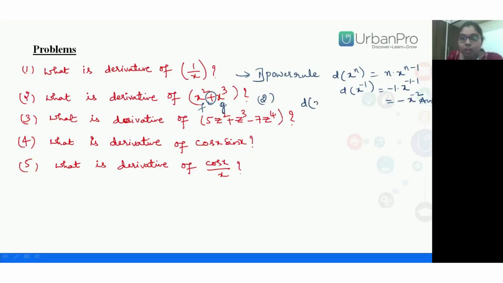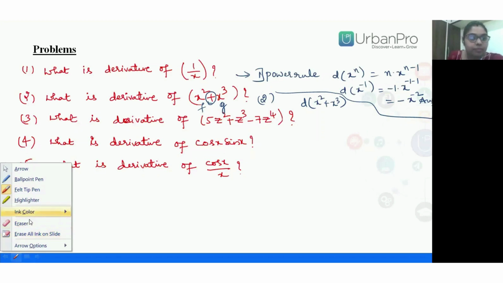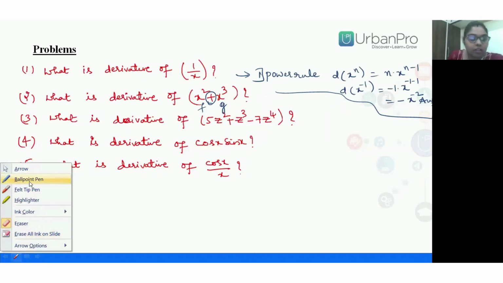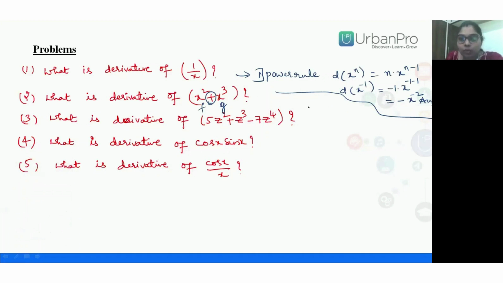So differentiation of x square plus x cube, with respect to x only. That will be differentiation of x square plus differentiation of x cube.